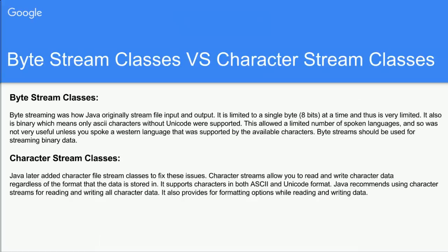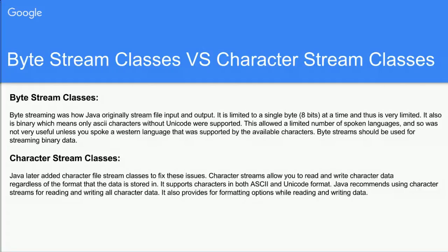All right, byte stream classes versus character stream classes. A byte stream class is a binary stream, meaning there's very, very little data, 8 bits or a byte, 1 byte at a time, and that's not a lot of data. The original implementations of Java had byte stream classes, and they had their limitations. They don't really adapt to other languages. Only Western languages are really supported by ASCII and the binary system.